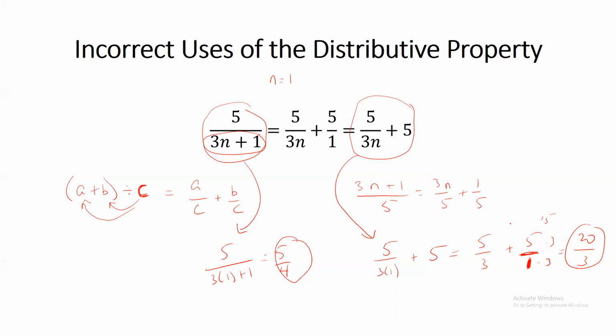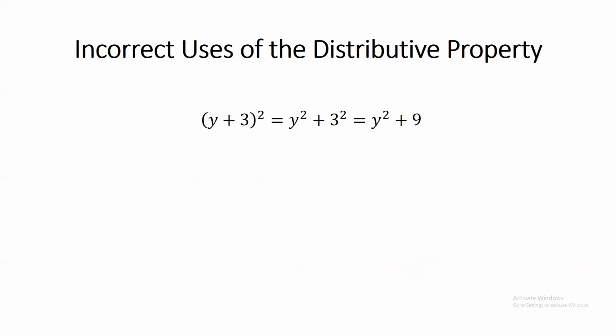Okay, the other incorrect use of the distributive property is given here, and I mentioned it a little bit in an earlier video. Here we have y plus 3 squared equals y squared plus 3 squared. In other words, the exponent was distributed into each number that we added, and then 3 squared, of course, turns into 9. But raising to a power is not multiplying or dividing. You are not allowed to distribute exponents over addition or subtraction.